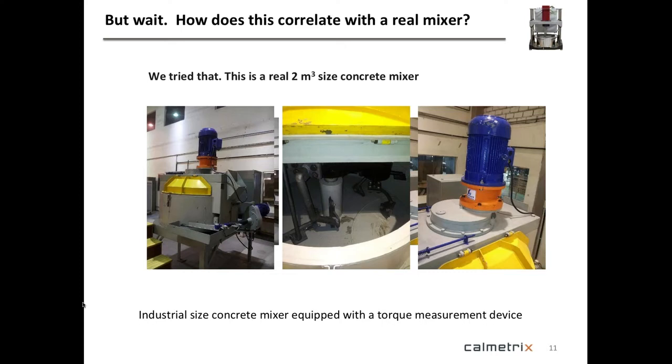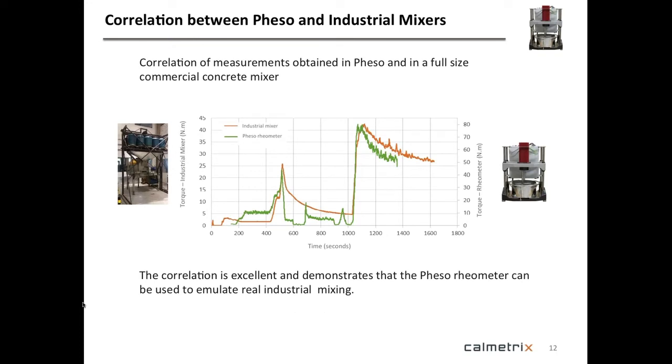So we could measure the torque on this large industrial mixer and compare it to what we would get with the same concrete mixture in our own Pheso rheometer. And what we got is, here you see those 2 curves. The green one is the one in our rheometer, and the orange one is the one that you get in an industrial mixer. What interests us is to see how you can compare the behavior. Does it correlate or not?